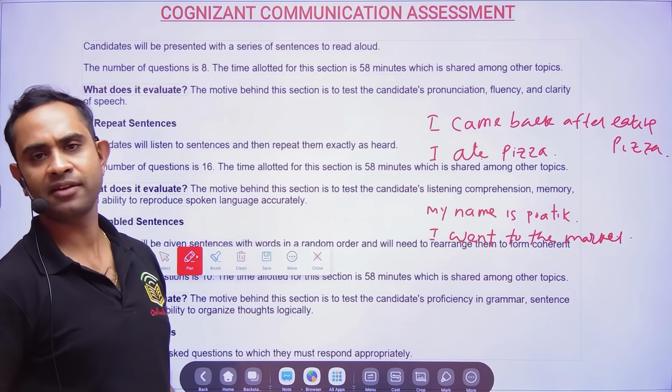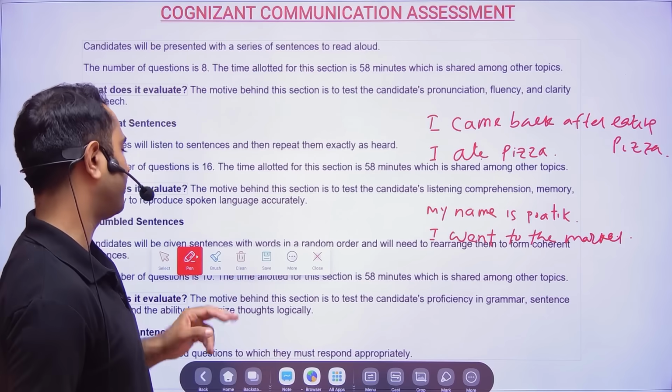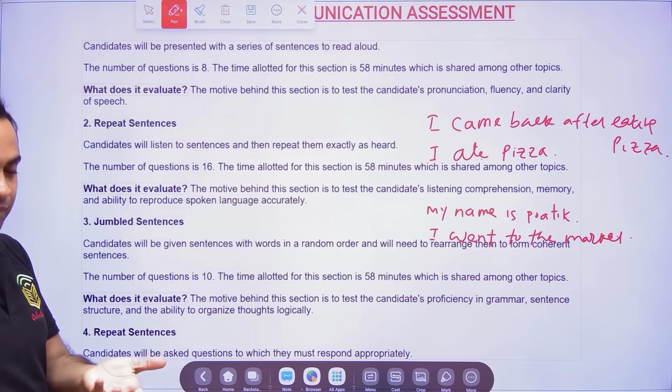Grammatical mistakes, ChatGPT or somebody will take care of that. I'm not worried about that. I wanted to convey what is required.